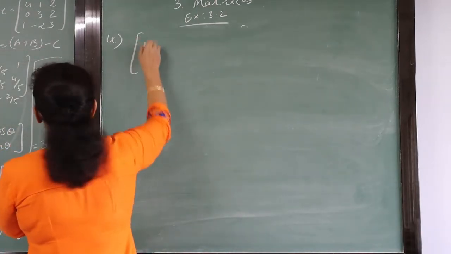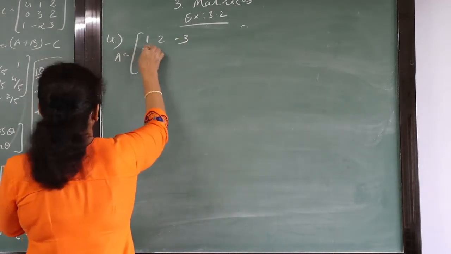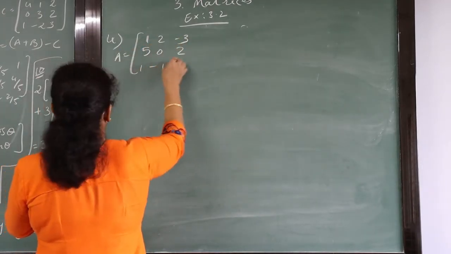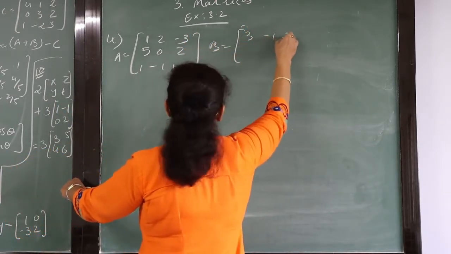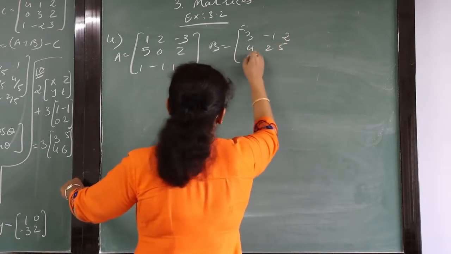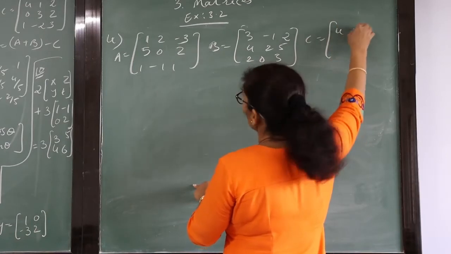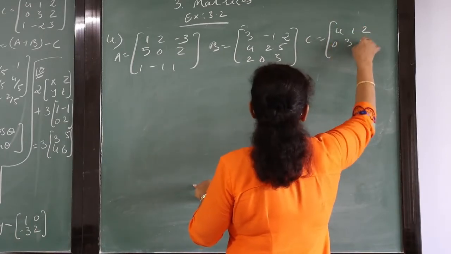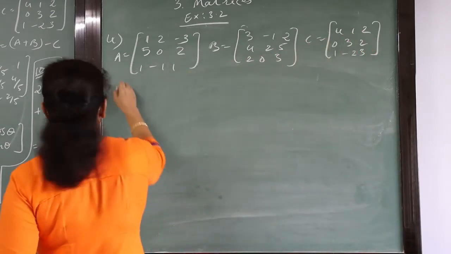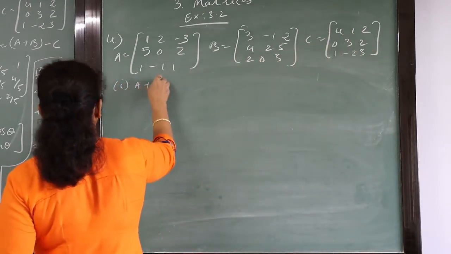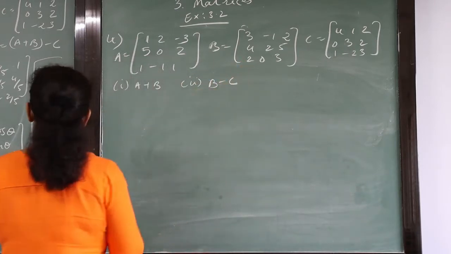In the fourth one, first is 1, 2, minus 3. Matrix A is given, 5, 0, 2 and 1, minus 1, 1. Similarly, B will be 3, minus 1, 2, 4, 2, 5 and 2, 0, 3. And C will be given 4, 1, 2, 3, 2 and 1, minus 2, 3. Now what is your question? Your first question is A plus B. Second is B minus C. And you have to verify one more result.